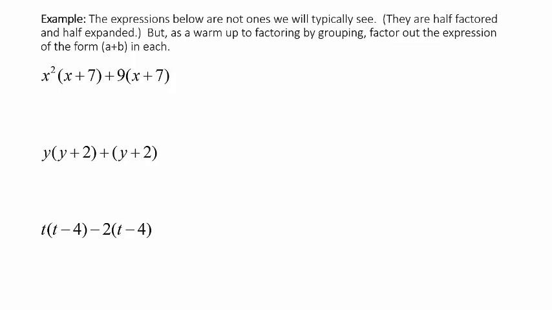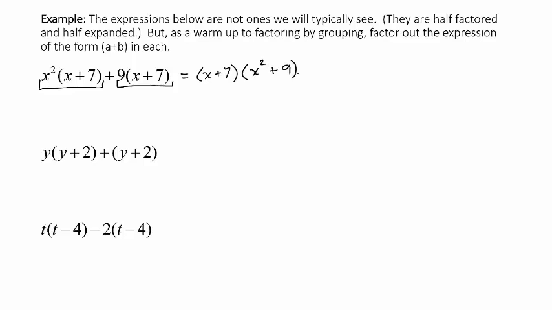Okay, so this first one, x squared times the quantity x plus 7 plus 9 times the quantity x plus 7. Both of these terms contain a common factor of x plus 7. So we're going to factor out the x plus 7 from each of these terms. If we factor out an x plus 7 from the first term, we get x squared. That's what's left. And then if we factor out an x plus 7 from the second term, we're left with 9. So we have the quantity x plus 7 times the quantity x squared plus 9.